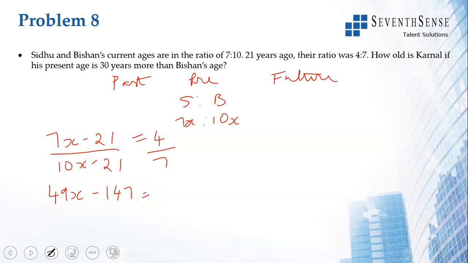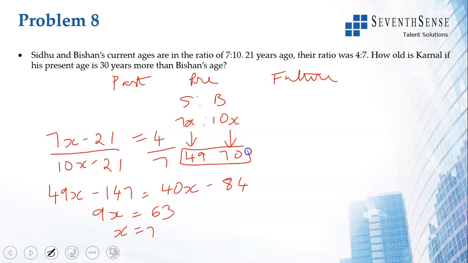So how do I know that fast? You do 20 into 7, 140 and add another 7. So 147, 4 into 10, 40x minus 21 into 4, 84. So when you move the numbers here and there, you get 9x is equal to 147 minus 84. Okay, 63. X is equal to 7. So present age of Sidhu is 7 into 7, 49. Present age of Bishan is 10 into 7, which is 70.